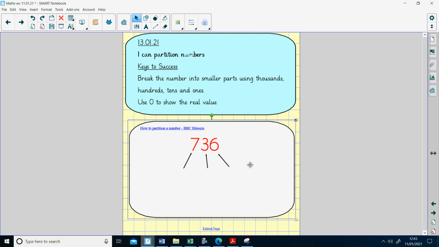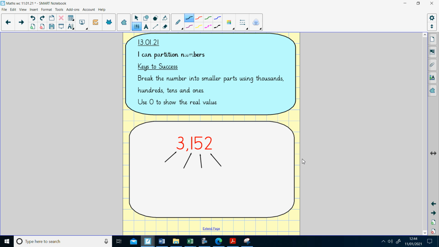Okay, so we saw in that video how a 3-digit number can be split into hundreds, tens and ones. So on the board you can see this number here. What number is that, children? Well done, it's 736. So if I was to partition 736, I'm going to start with my hundreds, and I'm going to say that that hundreds column is 700. My 3 tens represent 30, and my 6 ones. 736. Let's have a look at another one.